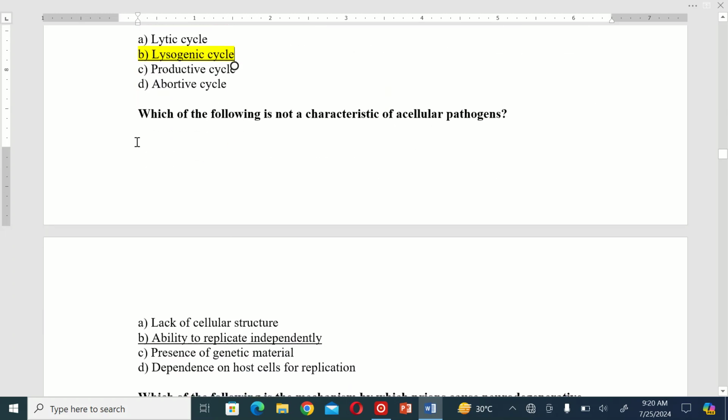The next MCQ is: which of the following is not a characteristic of acellular pathogens? A. The lack of cellular structure. B. Ability to replicate independently. C. Presence of genetic material. D. Dependence on host cell for replication. So the correct option is B.